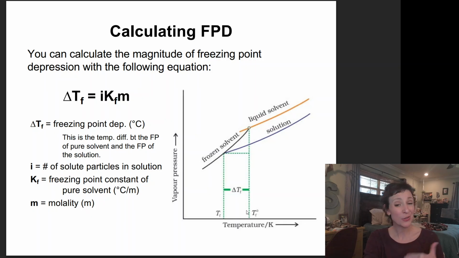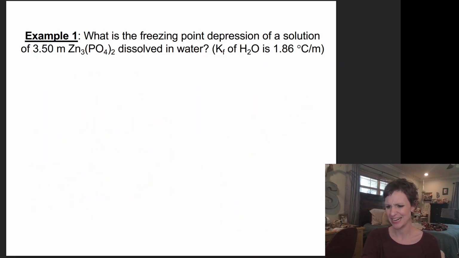But if I add solute particles to this solvent to make now a solution, oh my gosh, you guys, the temperature at which it freezes has been lowered in some way. So the delta TF, or the freezing point depression magnitude, is represented by the difference in those temperatures. Okay, so let's practice doing an example now.